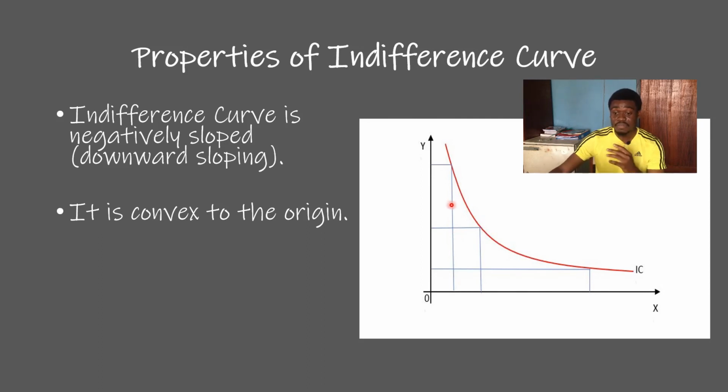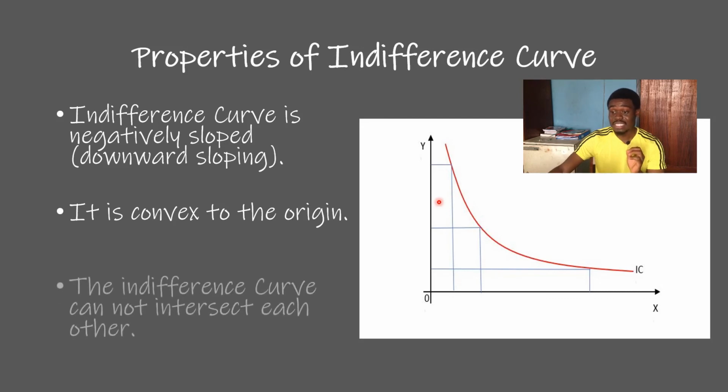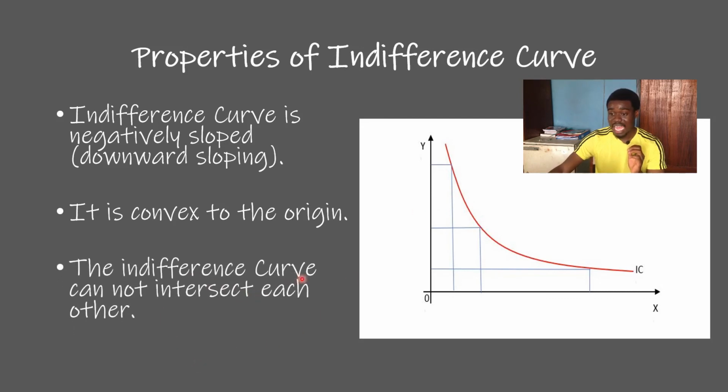Now, indifference curves cannot intersect each other. Of course, they cannot intersect each other. If any other indifference curve is shown here, then it has to be another level of satisfaction. I hope you get me. So we can never have indifference curves like this. They can never intersect each other. I hope you get me. So that is all about indifference curve analysis.